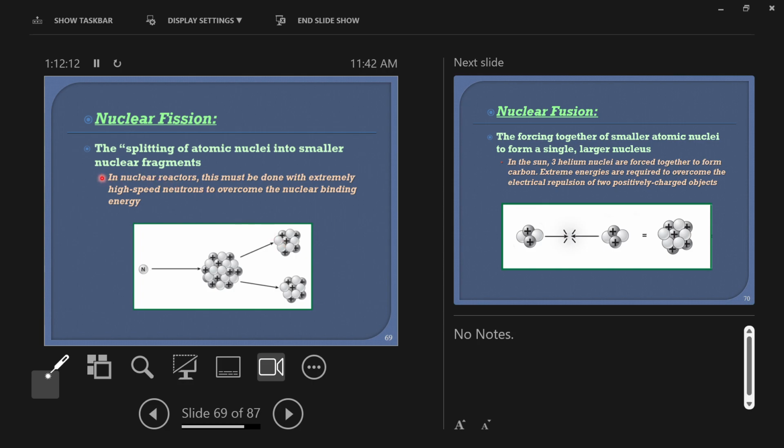In nuclear reactors, this must be done with extremely high-speed neutrons to overcome the nuclear binding energy, but the point is that we use this. When you split atoms apart, you release energy. Think back to what I was talking about earlier when I showed you all the common elements in the universe. I told you hydrogen's the most abundant element in the universe, right? How did we get helium?